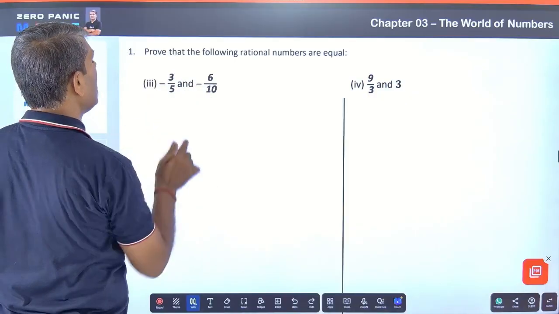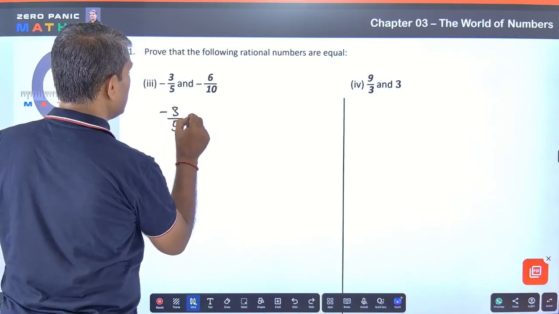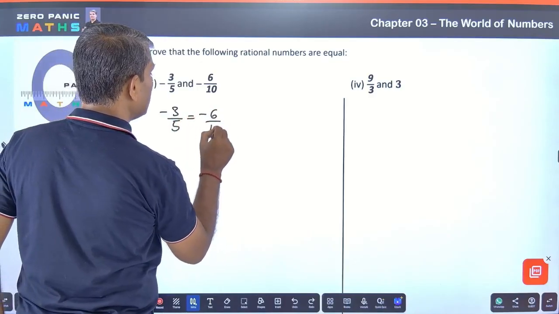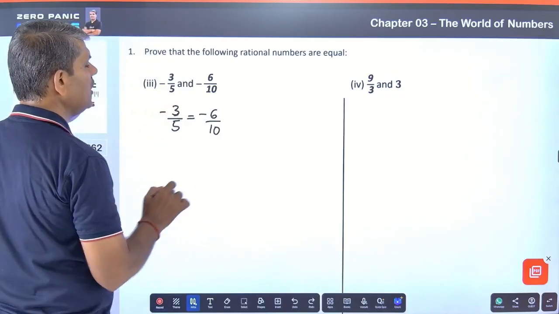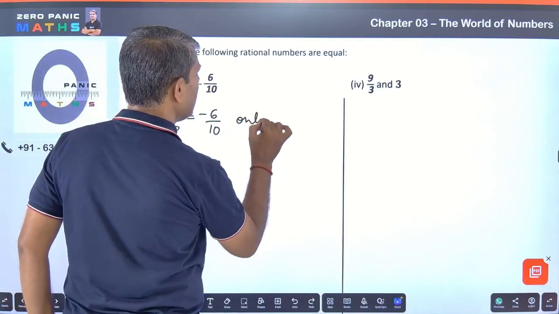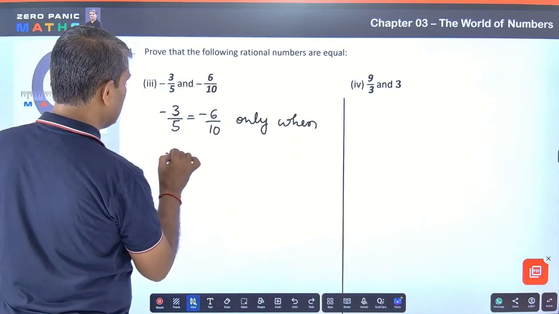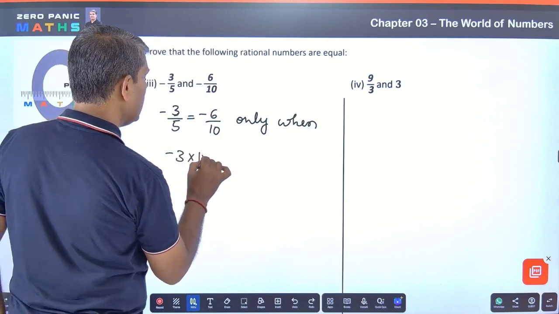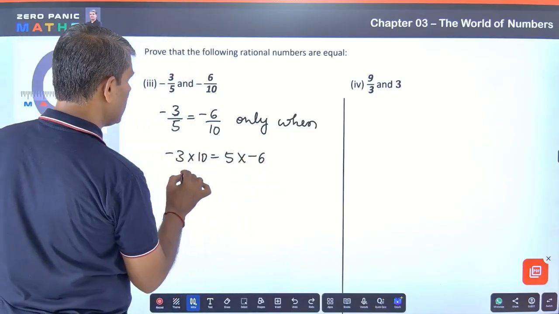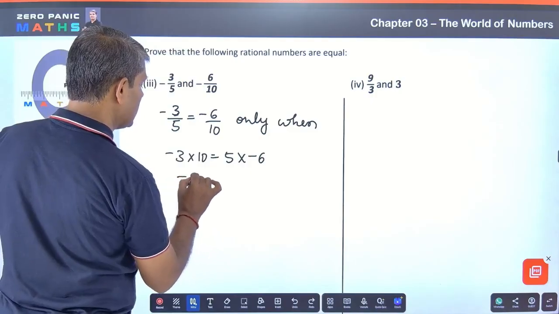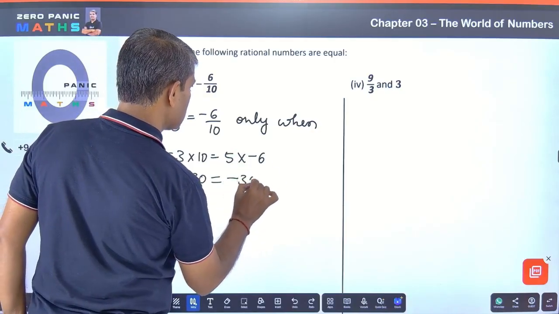So now it is getting applied to the whole fraction. Assume that 3 by 5 is equal to minus 6 by 10. Let me just apply that to the numerator for the time being. Okay, that is also okay. And I will write: only when minus 3 into 10, that is A into D, is equal to 5 into minus 6. You know that minus into plus is minus only, so it is minus 30. And here also plus into minus is minus only, and 5 into 6 is also 30.